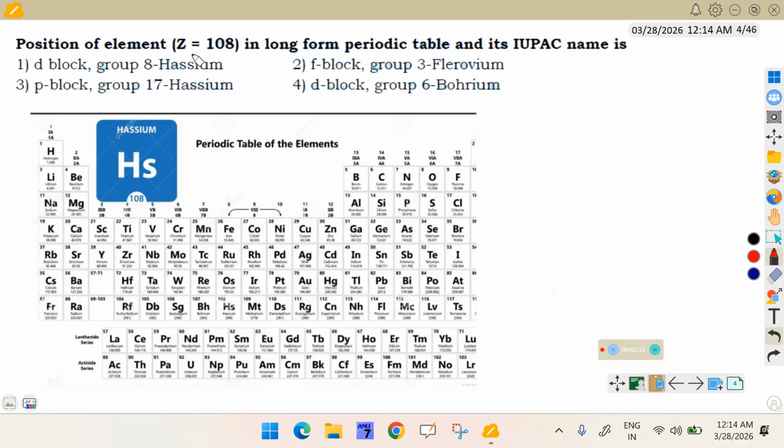Position of element Z equals 108. The element name is hassium. Hassium is a D block element. Belongs to which group? 1, 2, 3, 4, 5, 6, 7, 8. D block, 8th group. Element name is hassium.